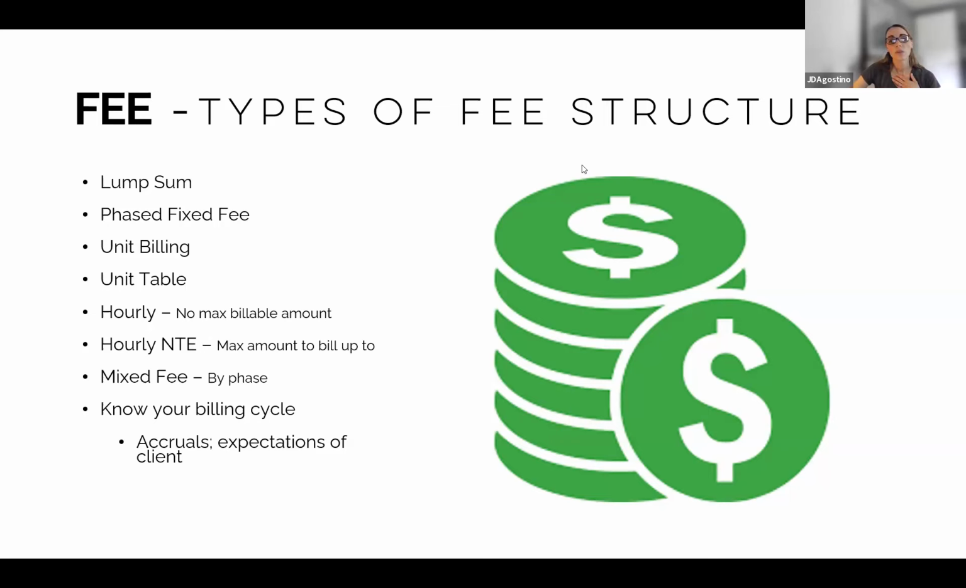So for a lot of you, this will be review. These are the different fee types that I will be going through: lump sum, phase fixed fee, unit billing, unit tables, the hourly with no max, the hourly with a max. Mixed fee is the only one I do not have an example of, because by nature, mixed fee is very different. It's a case by case basis.